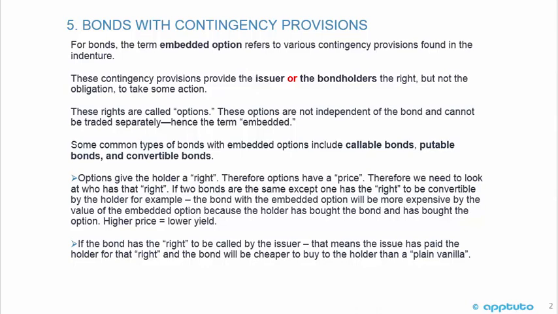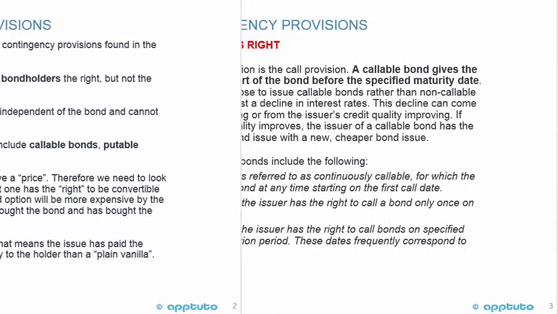If two bonds are the same, except one has the right to be convertible by the holder, for example, the bond with the embedded option will be more expensive by the value of the embedded option because the holder has bought the bond and has bought the option. The higher price equals a lower yield. If the bond has the right to be called by the issuer, that means the issuer has paid the holder for that right, and the bond will be cheaper to buy to the holder than a plain vanilla.